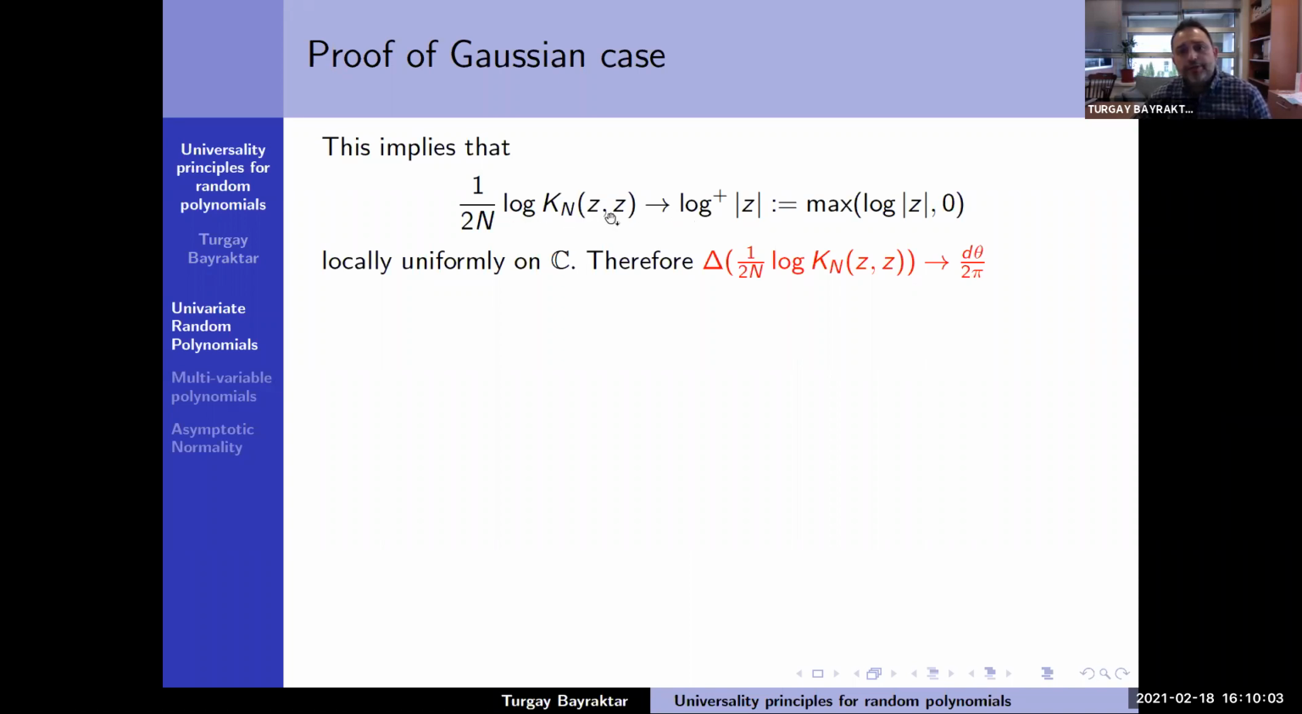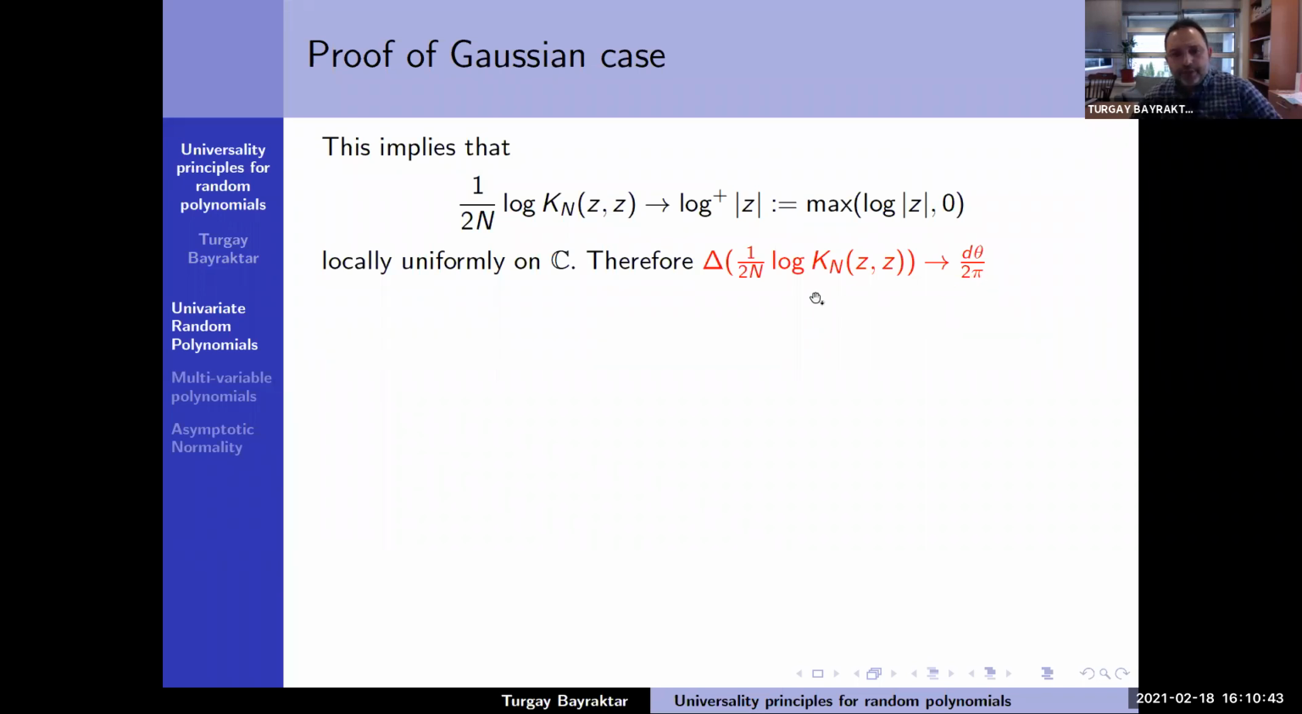It is classical analysis that this function converges to log⁺, which is the maximum of log |z| and 0. It's the positive part of the logarithm. And this convergence is locally uniform on the complex plane. Once you have this nice convergence in the correct topology, you can pass the Laplacian of the left-hand side and the Laplacian of the right-hand side. So this implies that the Laplacian of this, in the sense of distributions, converges to the Laplacian of this one, which is this. Okay. Well, I think you need a normalization here because I got 1 over p.